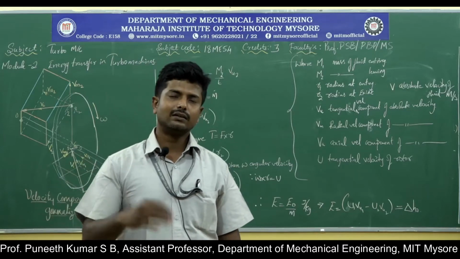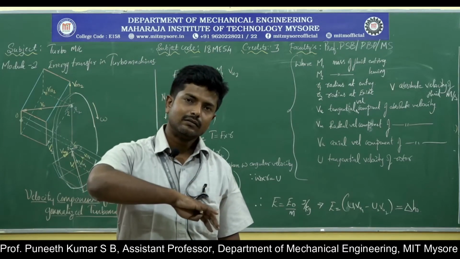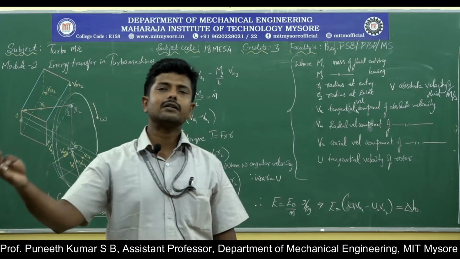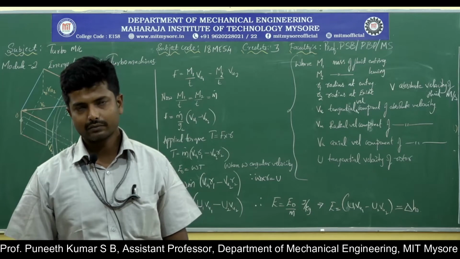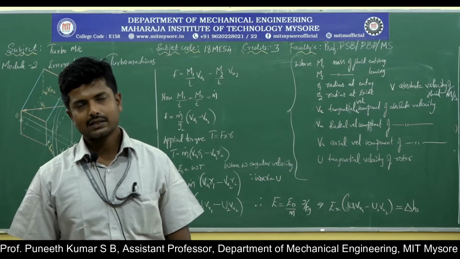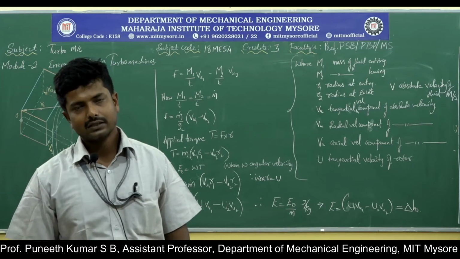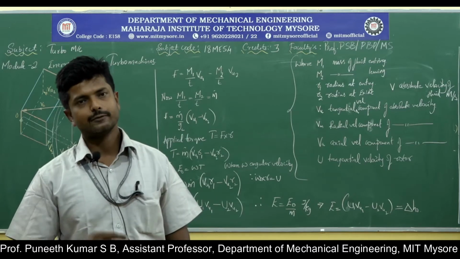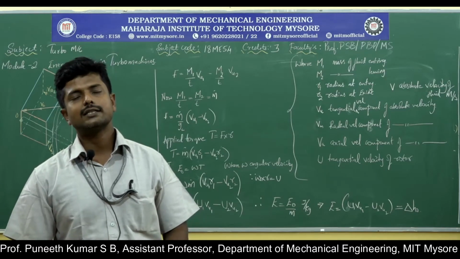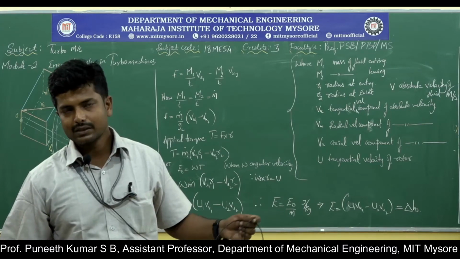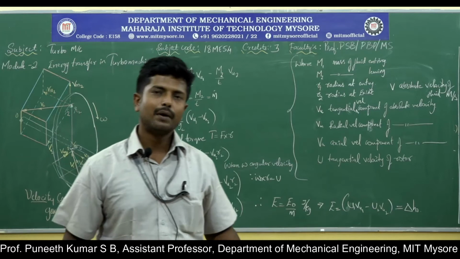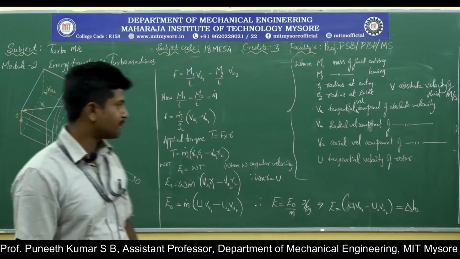On the other hand, if mechanical energy is getting converted to fluid energy, then it is called a power absorbing turbo machine. A few examples are centrifugal pump, centrifugal blower, and centrifugal compressors. So fans, blowers, compressors, all these are power absorbing machines.